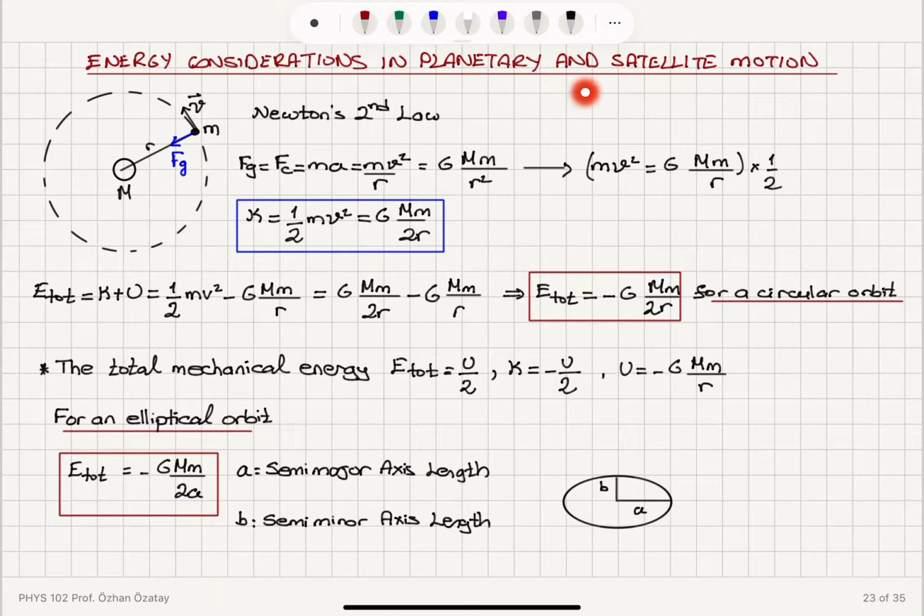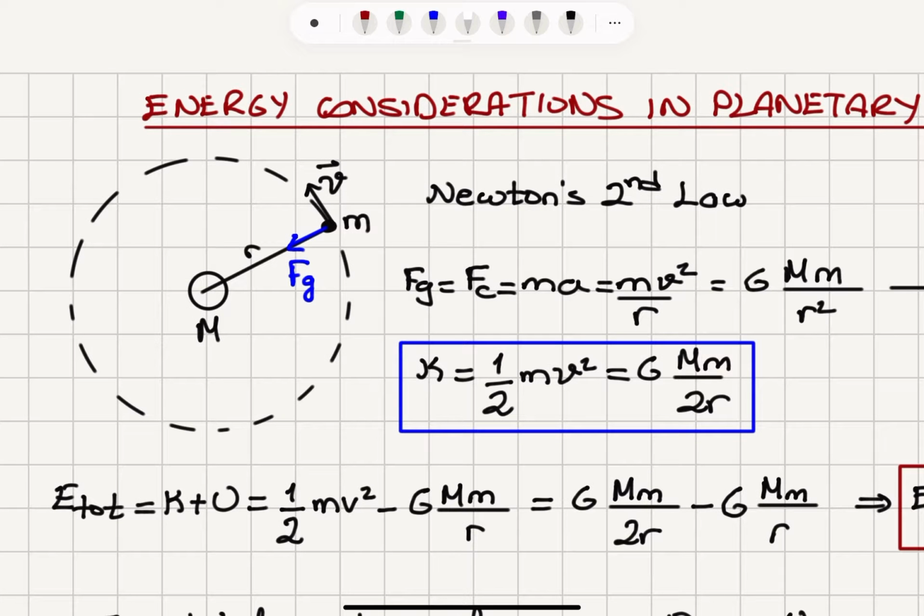Energy considerations in planetary and satellite motion. Let's say that we have a planet with mass capital M, and a satellite in orbit around this planet. This is a circular orbit, the satellite has mass m, and it has a tangential velocity v. We have a radial distance r between the two, and as you know from Newton's law of universal gravitation, the gravitational force points towards the center of the planet.